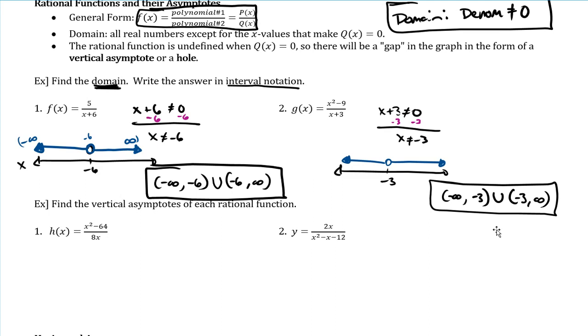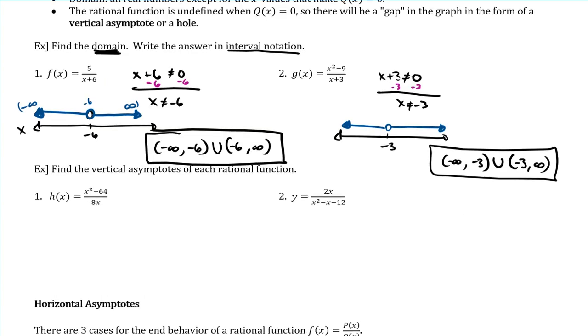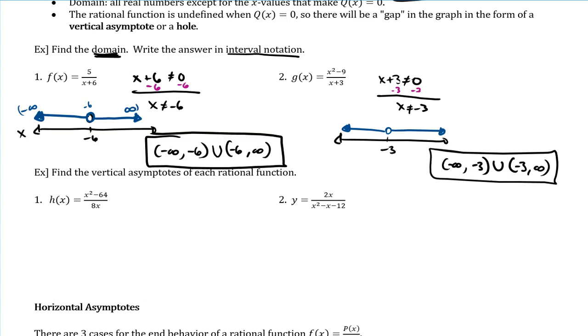So this is again just telling you you could plug in any number you want except negative 3. All right, so let's see the other thing that we could do with these vertical asymptotes. Vertical asymptotes would occur where the denominator is 0. So it's kind of like a domain problem. Notice these are going to be pretty much the same problem. I just have to make sure to use equals instead of not equals.